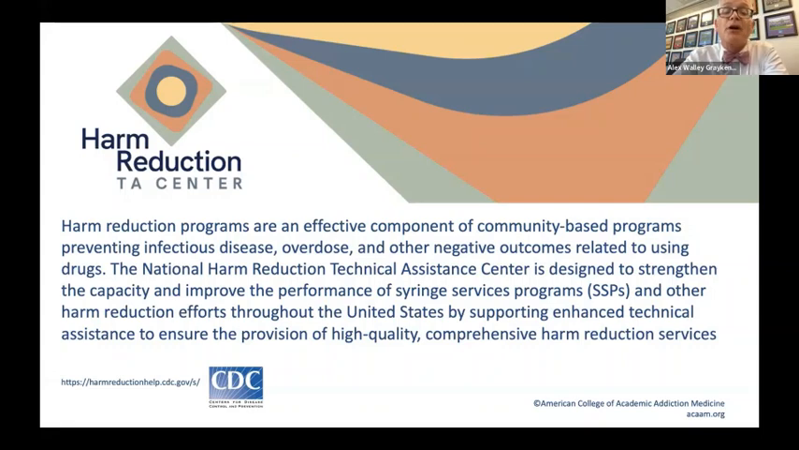Harm reduction programs are an effective component of community-based programs preventing infectious disease, overdose, and other negative outcomes related to using drugs. And the National Harm Reduction Technical Assistance Center is designed to strengthen the capacity and improve the performance of syringe service programs and other harm reduction efforts throughout the United States by supporting enhanced technical assistance to ensure the provision of high quality, comprehensive harm reduction services.